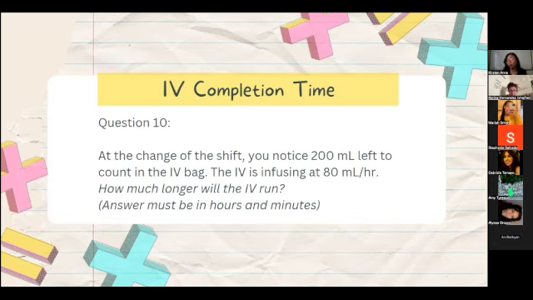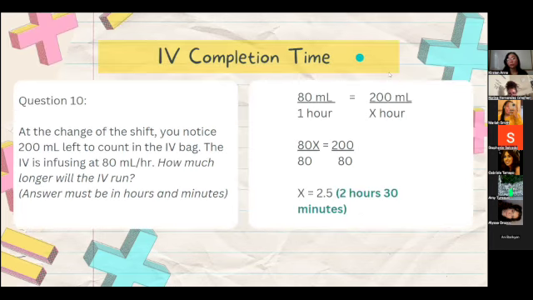So you can use ratio proportion, which is the one that I like to use, and I think it's easiest. They're already giving us a ratio to work with, which is 80 ml per hour, right? We have 200 ml left in the bag. We want to know how much longer that's going to take. So we'll just do the proportion, which is 80 ml per hour equals 200 ml over X hours, because we don't know. You do the math and you would get 2.5, which is 2 hours and 30 minutes. Hopefully that makes sense to everyone.